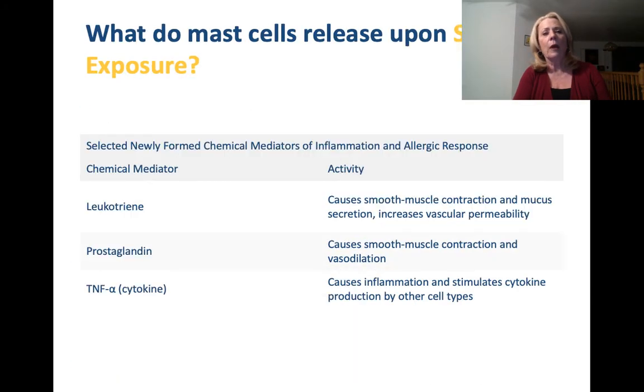When you have a second exposure, the mast cells can then release even more chemicals. So we have chemicals like leukotrienes, prostaglandins, and TNF-alpha, which stands for tumor necrosis factor. And so leukotrienes can cause smooth muscle contraction and increase vascular permeability again. Prostaglandins are going to help with that vasodilation. And then tumor necrosis factor is a cytokine. So it can actually stimulate the specific immune response and also create inflammation.